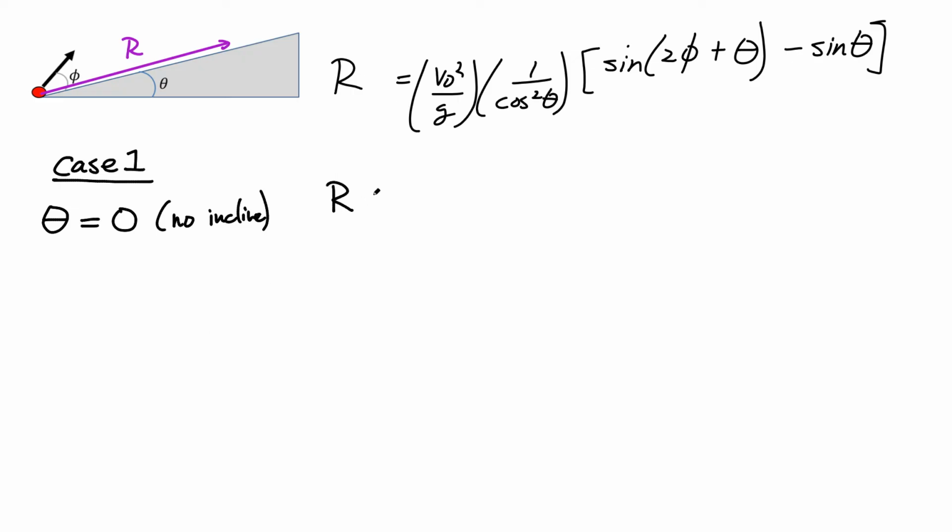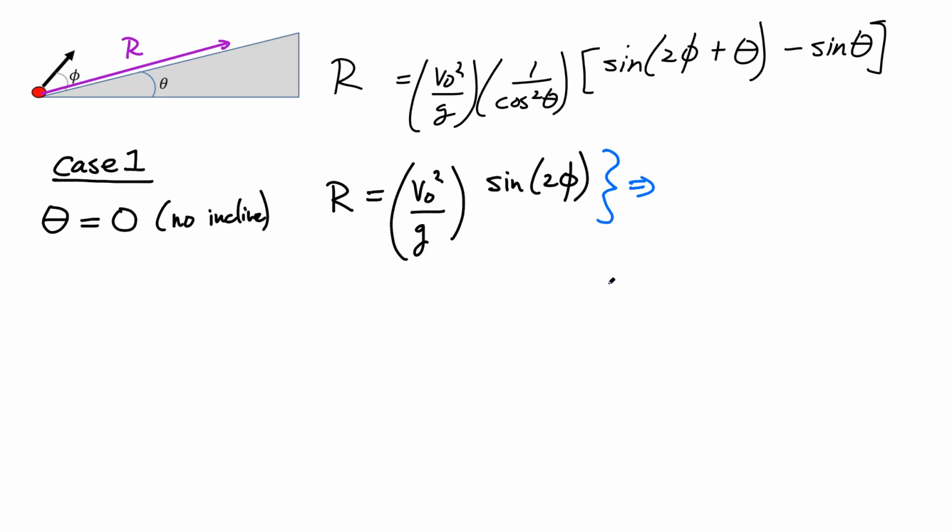What would be the range for that case? Well, v0 squared divided by little g, that's the same. 1 divided by cos of 0. Cos of 0 is 1, so you don't have to worry about that term. What else are we left with? We're going to be left with sine of 2 times phi plus 0. I don't have to worry about that. Minus sine of 0, that's also 0. Actually, this is the expression that you get for the range.